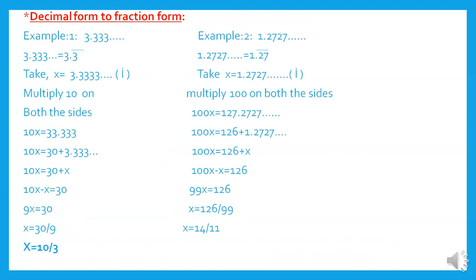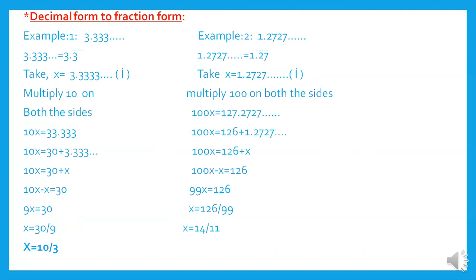Next, decimal form to fraction form. This is also very important for mathematical calculations. So let us observe this with an example. I am going to take here 3.333, and so on. This 3.333 you can rewrite in short form.